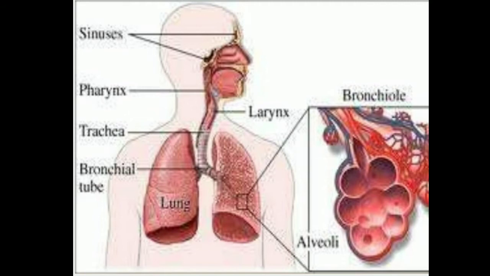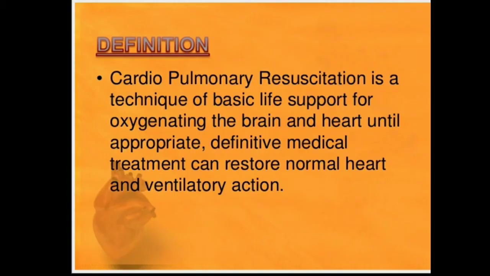Look at the picture. There are the sinuses, pharynx, larynx, trachea, bronchial tubes, and the lungs. The lungs have two bronchi and the alveoli. Now we're going to define what cardiopulmonary resuscitation is. Cardiopulmonary resuscitation is a technique of basic life support for oxygenating the brain and the heart until appropriate definitive medical treatment can restore normal heart and ventilatory action.